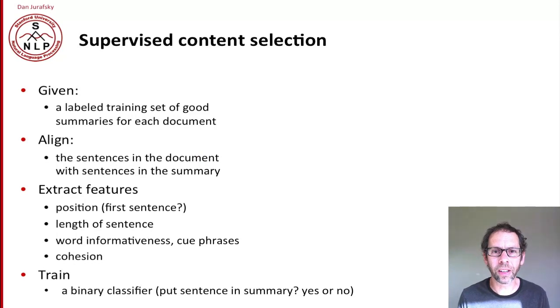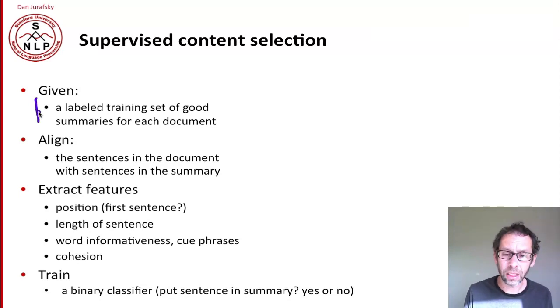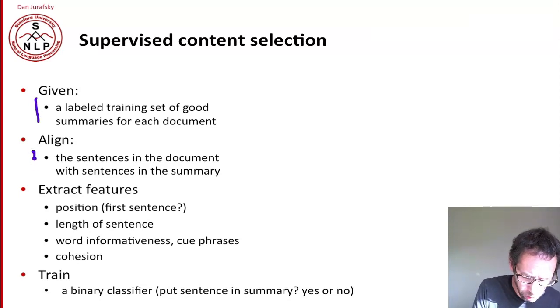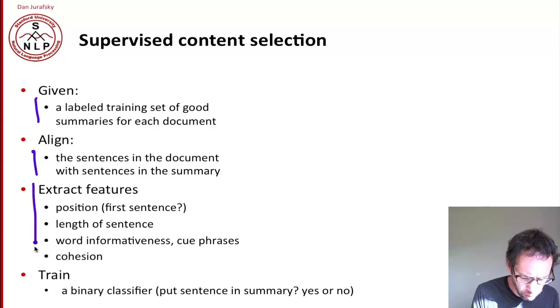Now, the content selection algorithm we just described is unsupervised. We didn't have any labeled training set of summaries to learn weights from or things like that. So that's an alternative approach, supervised content selection. So now if we had a labeled training set where for each document we had a good summary and we had an alignment for every sentence in the summary, we knew what sentence it came from in the document, we had the matching sentences. Now we could extract all sorts of features.